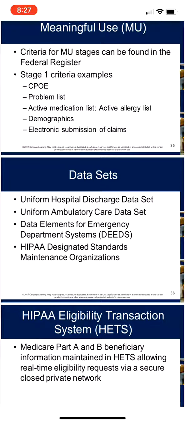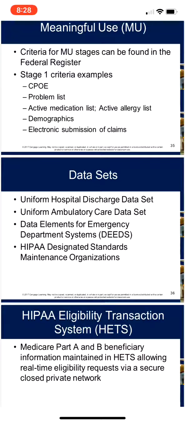All right, so let's talk about something else we've talked about in health records. Let's talk about data sets. Good old UHDDS and the UACDS. That's the Uniform Hospital Discharge Data Set, which is used in the inpatient world, and the Uniform Ambulatory Care Data Set, which is used in the outpatient world.